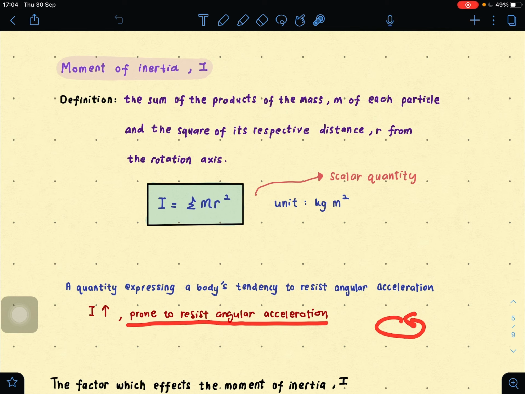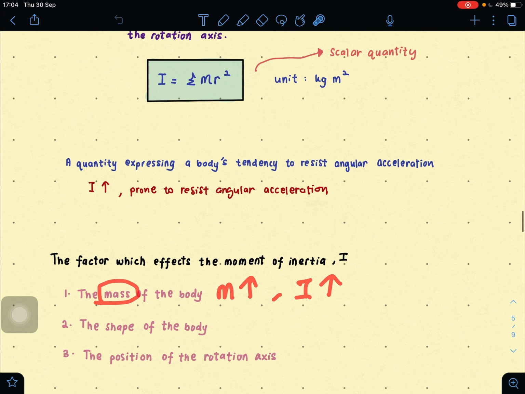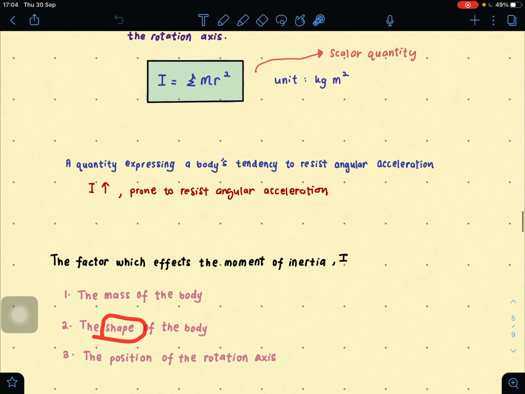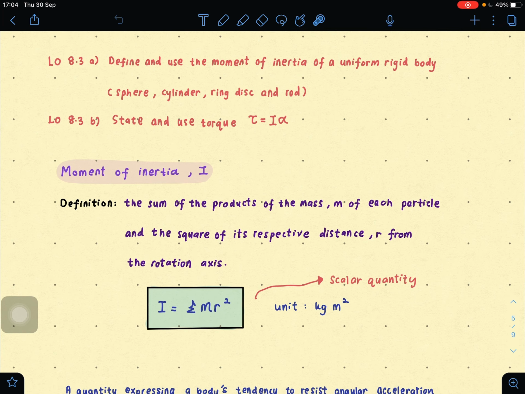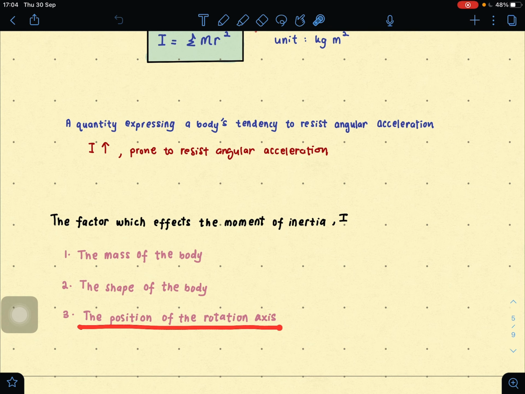Sebab kita tahu angular acceleration ni yang menyebabkan sesuatu body untuk move lah, to do the rotational motion. Okay, so there are a few factors here that affect the moment of inertia of a body. First is the mass. So the higher the mass, the higher the moment of inertia, because as you can see here, I is directly proportional to m and also to r. Next one is the shape of the body. So if the body has different shape for sphere, cylinder, disc and rod, they have their own moment of inertia, tidak akan sama. And then last one is the position of the rotation axis.